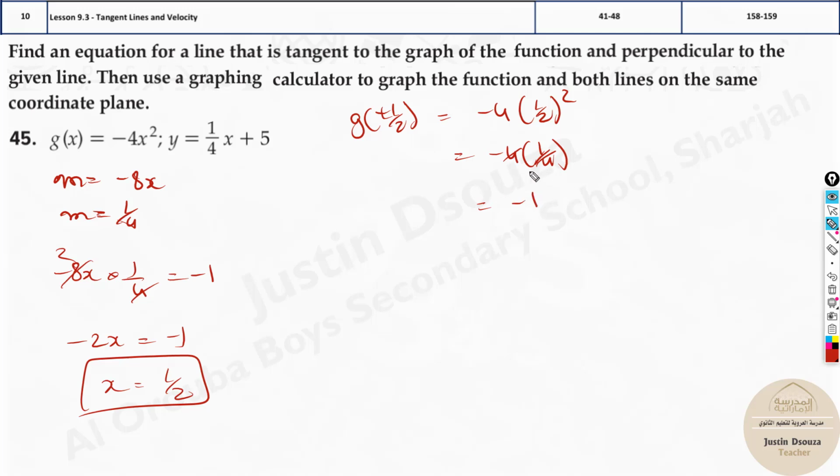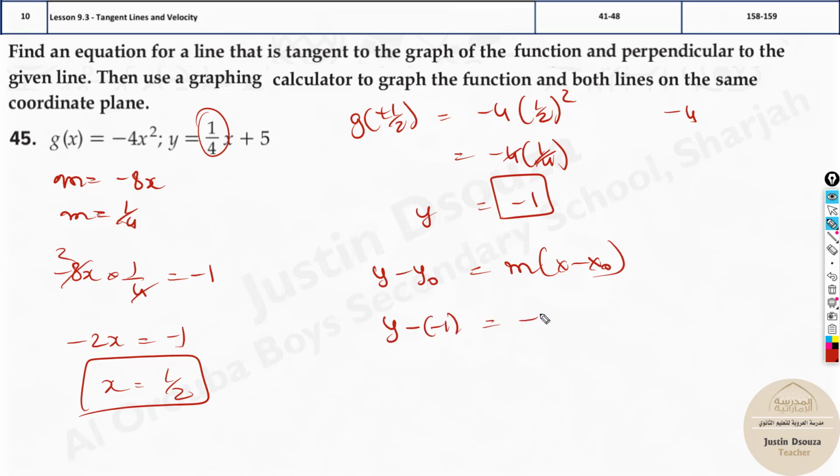This much is clear, I believe. So we found this as the y value. Now x value is found out, y value is found out. What's the slope of the tangent line? From this, I can find it's minus 4. So now I will write y minus y naught equals m into x minus x naught. Now here y minus of minus 1 equals m is minus 4 times x minus half.